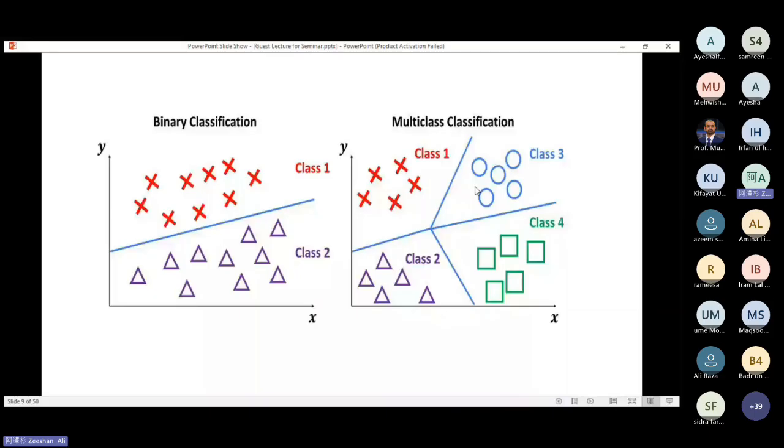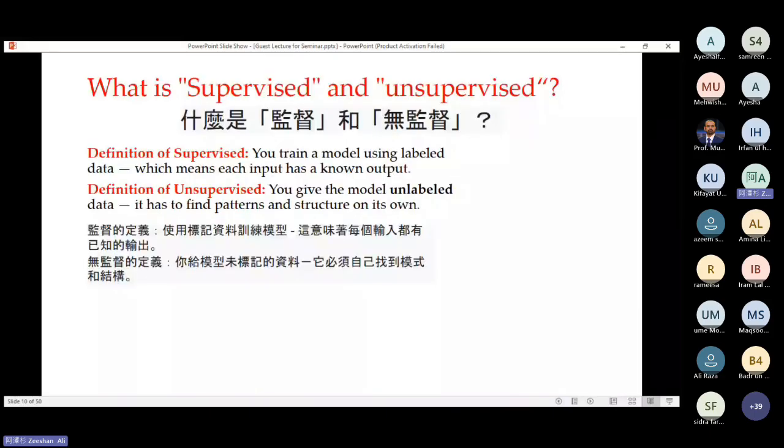What is supervised and unsupervised? From the figure of the geometrical representation of supervised and unsupervised, it is clear what is supervised and what is unsupervised. But the proper definition of supervised: you train a model using labeled data. Data that has a label is called supervised, which means each input has a known output.